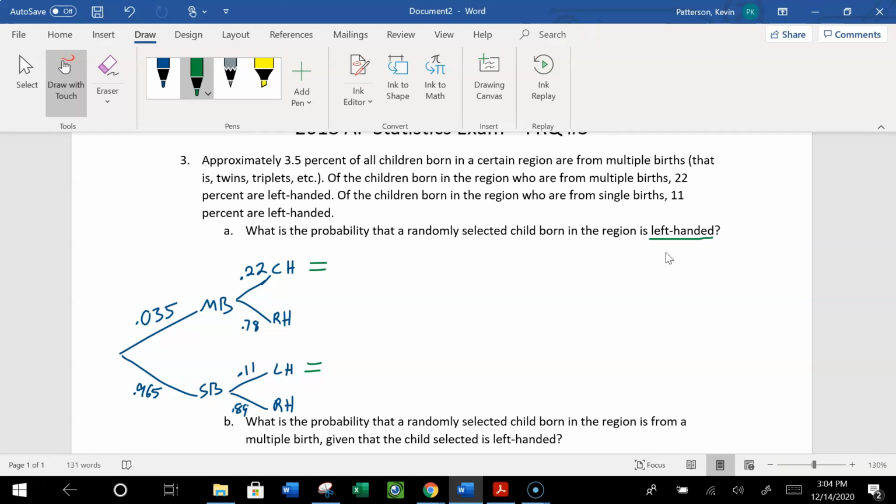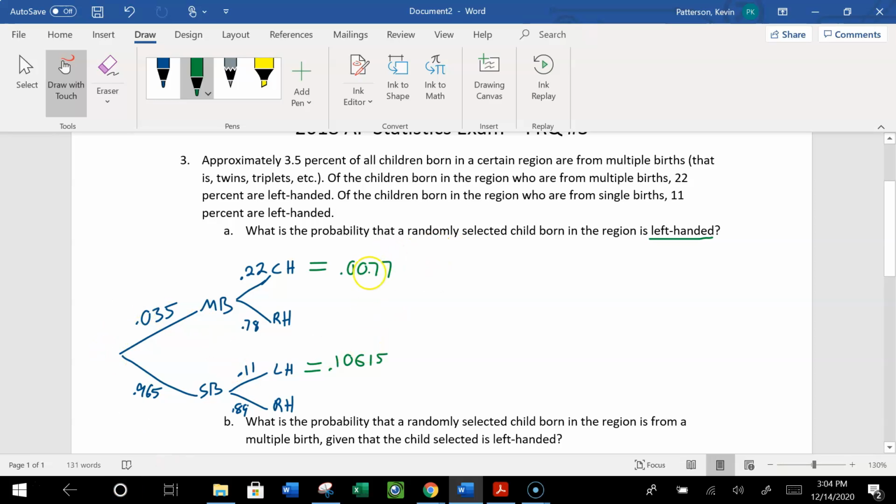So 0.035 times 0.22 is equal to 0.0077, and then down here 0.965 times 0.11 will give us 0.10615. The nice thing about the AP Stats exam is if you wanted to round this, I'm sure you could and you can get away with it, but I'm just going to leave it as is to be exactly correct.